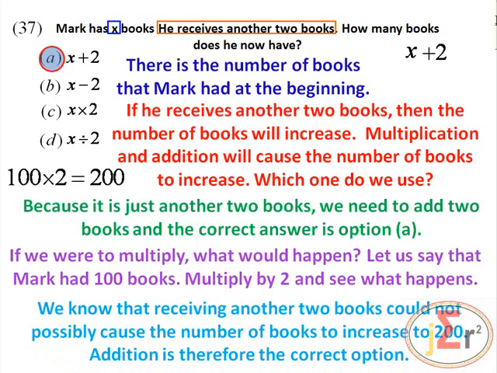We know that receiving another 2 books could not possibly cause the number of books to increase to 200. Addition is therefore the correct answer. So just another 2 books could not cause him to have 200 books if he had 100 books to begin with. So we are sure that multiplication is not the correct answer.